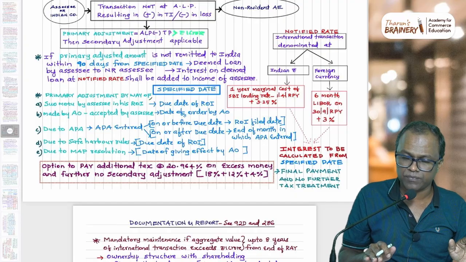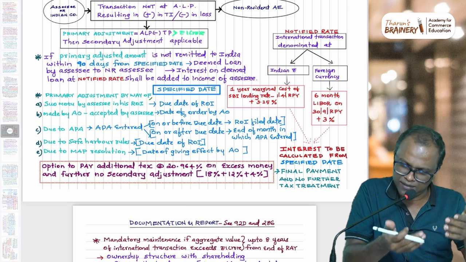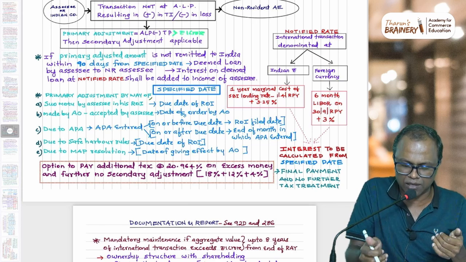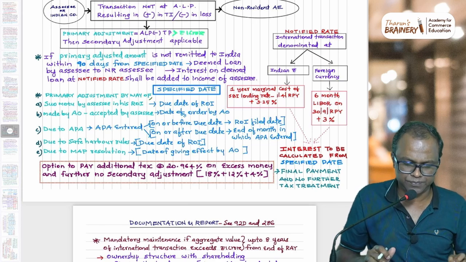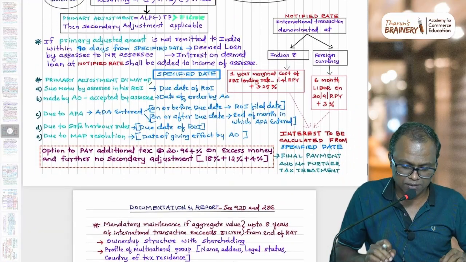To the extent of that primary adjustment, you are free. But next year, if there is again a primary adjustment, again you have to repatriate. Otherwise the notional loan and deemed interest will continue. So this is the portion on secondary adjustment. This is very important from the exam point of view.